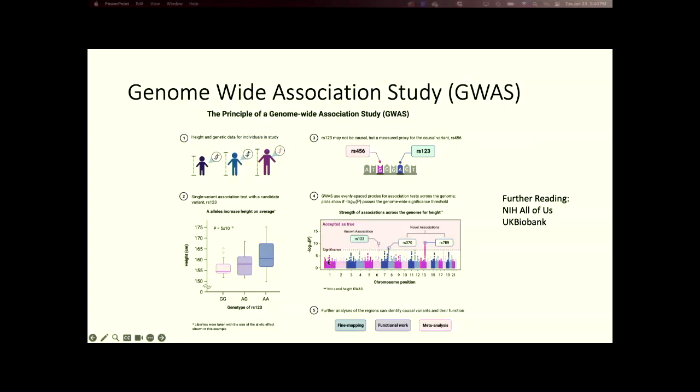And then we set a significance cutoff. Mohammed, do you recall what the standard significance cutoff is? It's 10 to the negative 5 or 8, right?